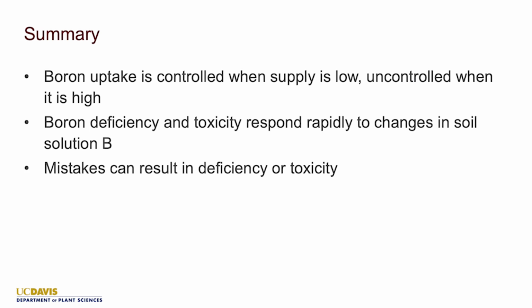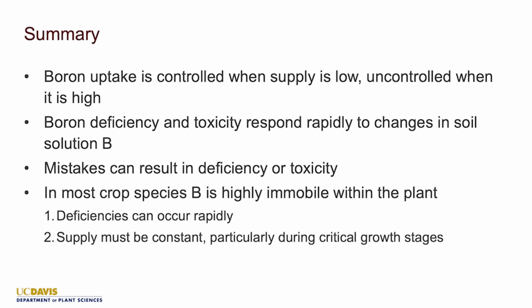In most crops, boron is very immobile. And as I said, the consequences of that are twofold. Firstly, it means that deficiencies can occur very rapidly and also most commonly in meristematic tissues. But the second one is an important management issue. When you think about this, it means boron must be constantly available, particularly during those critical growth stages.